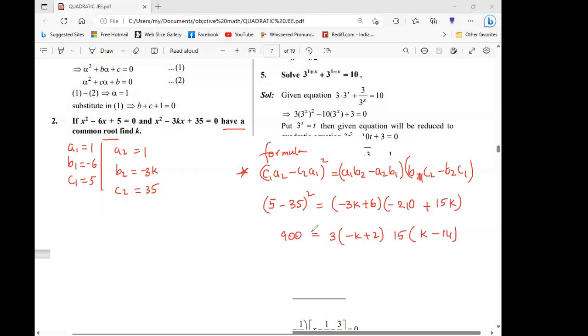Yes, 14. Now we can cancel 3 in 900, 300 times. 15 goes to 30 in 2 times, that means 20 times. So 20 equal to, just multiply minus k into k, minus k square, minus k into minus 14 plus 14k, 2 into k, 2k, 2 into minus 14 minus 28. You can move all the terms to the same side, k square, 15k, 12k, 14k, 2k, 16k, minus 16k, and minus 28, 48 equal to 0.